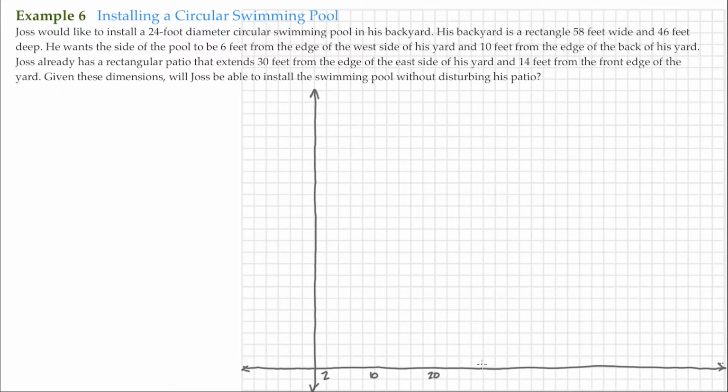22, 24, 26, 28, 30. And this is in feet. 32, 34, 36, 38. Here's 40. 42, 44, 46, 48, 50. 52, 54, 56, 58, and 60. And I'm going to do the same for the vertical axis. If this is 2 here, 4, 6, 8, 10, 12, 14, 16, 18, 20, 22, 24, 26, 28, 30, 32, 34, 36, 38, and here's 40.